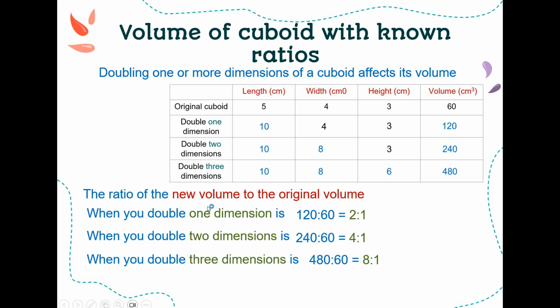So if we double one dimension, I multiply it by 2, it means I multiply the volume by 2. If we double two dimensions, I multiply here by 2, multiply here by 2, so we multiply the volume by 2 times 2, which is 4. If you double three dimensions, I multiply by 2, by 2, by 2. 2 times 2 times 2 equals 8. So it will be 8 to 1.